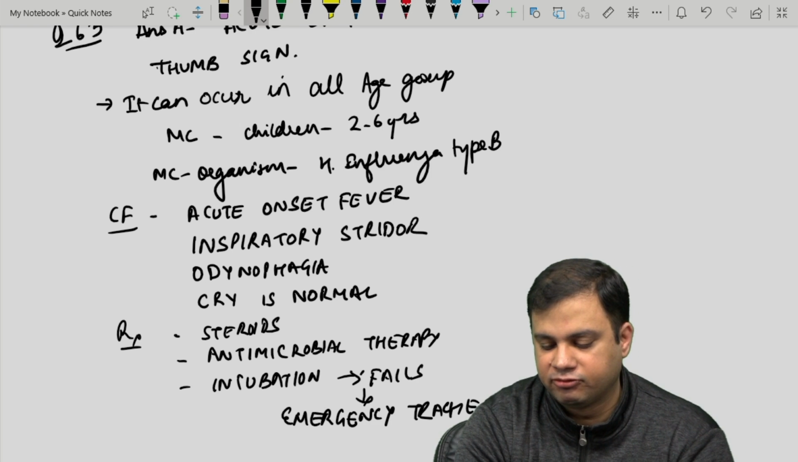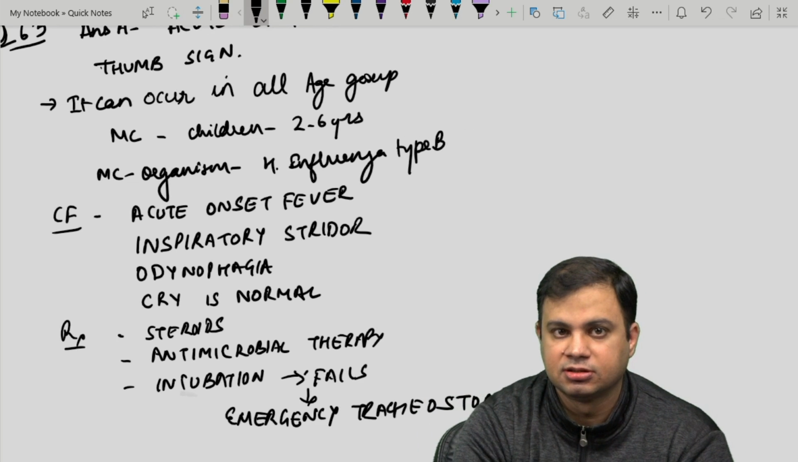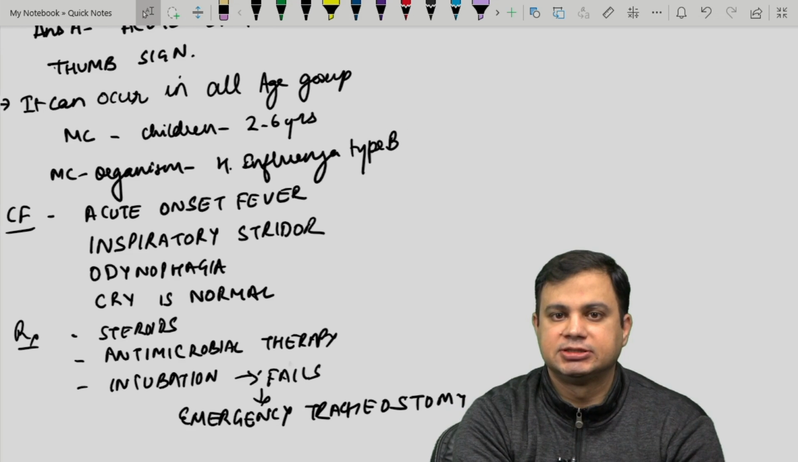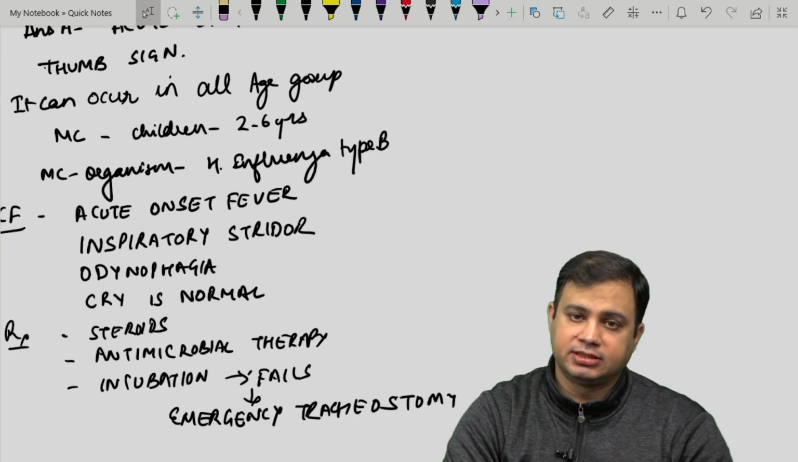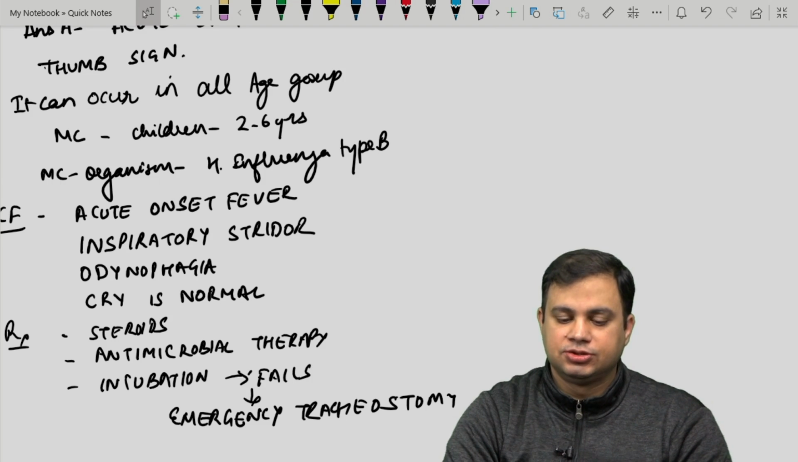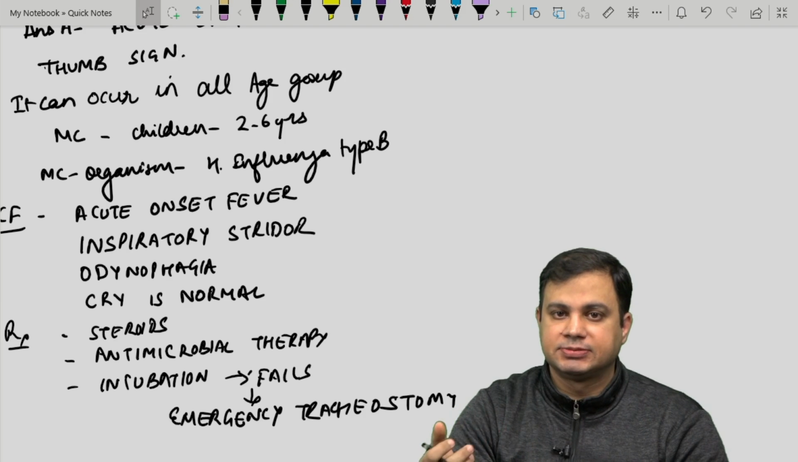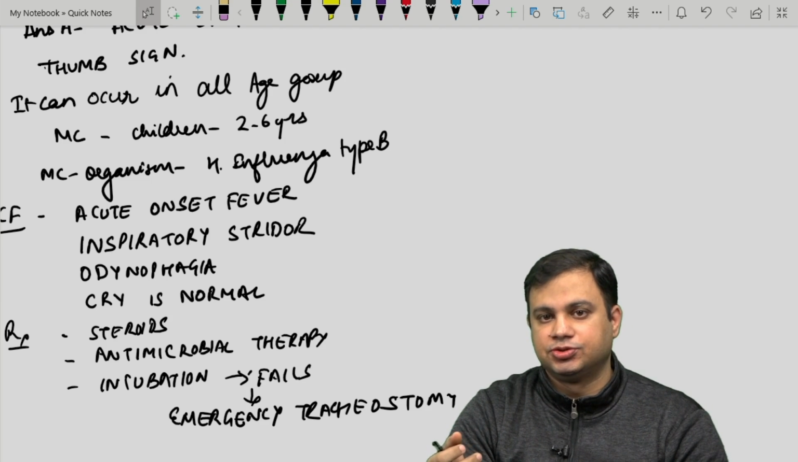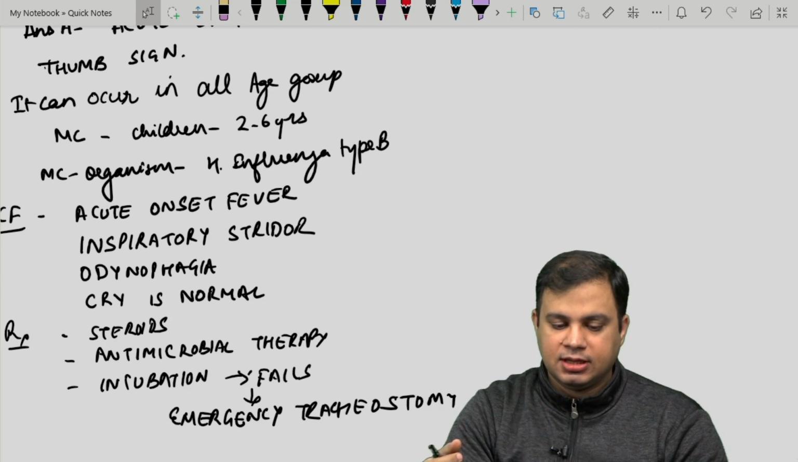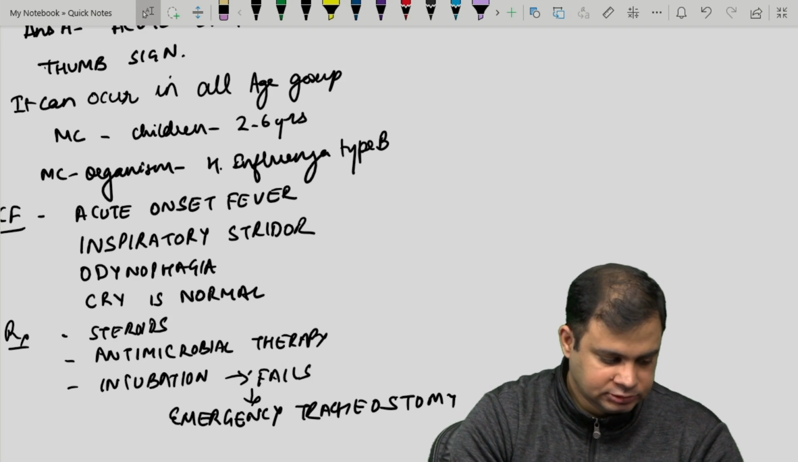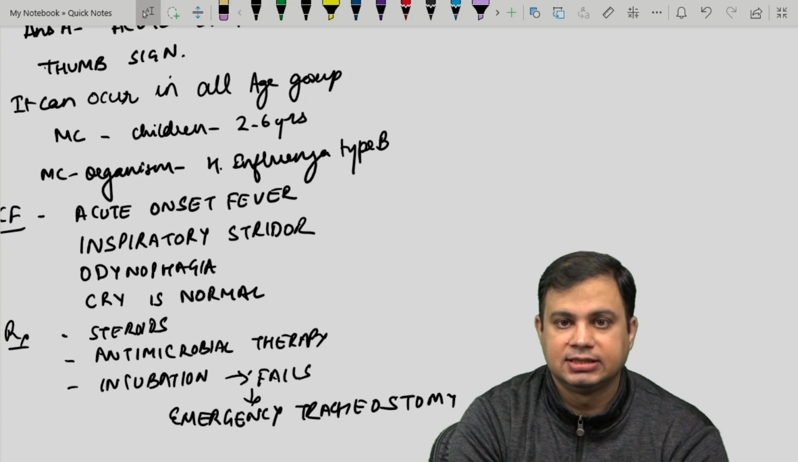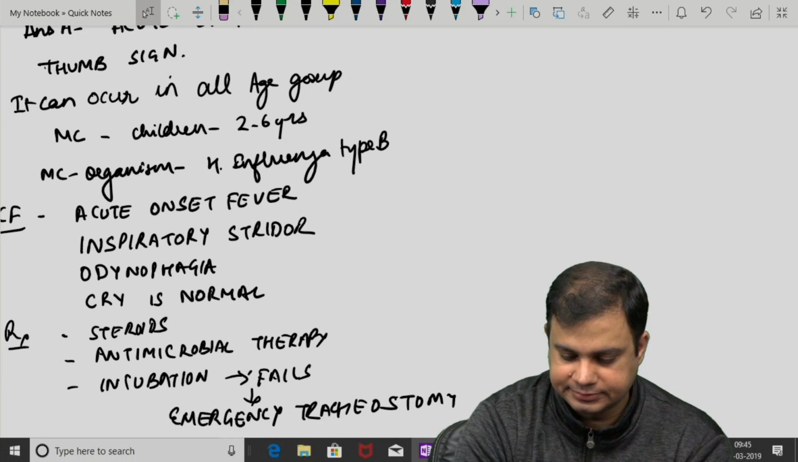But one word of caution in such patients: if you are sitting in an OPD and the patient comes to you and you are suspecting acute epiglottitis, then you should not examine the patient with a tongue depressor, because it can precipitate an airway obstruction. So you should avoid that, and you should be relying more on the clinical features of the patient. So the answer over here is A, that is acute epiglottitis.